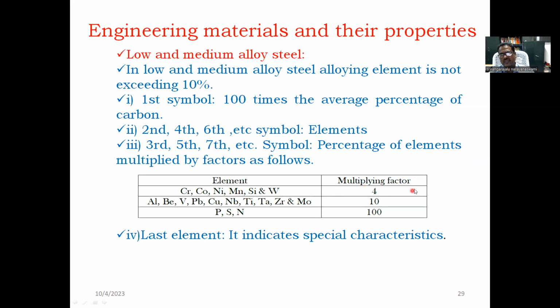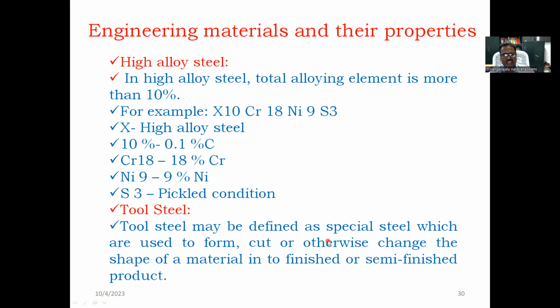Elements chromium, cobalt, nickel, manganese, silicon, and tungsten: the multiplying factor is 4. Aluminum, barium, vanadium, bismuth, lead, copper, niobium, titanium, tantalum, zirconium, and molybdenum: the multiplying factor is 10. Phosphorus, sulfur, nickel, niobium: I think the multiplying factor is 100. The last element indicates special characteristics.